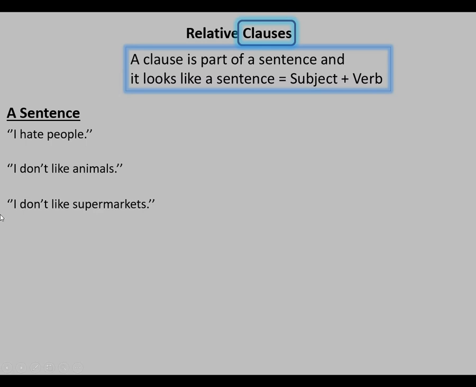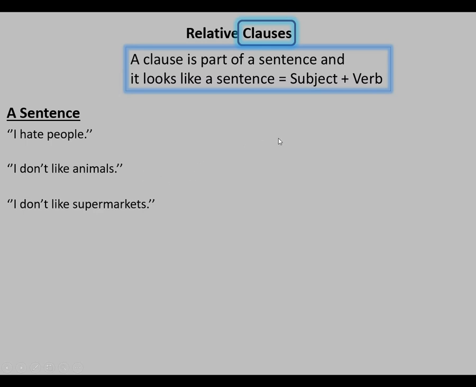When you think about this person, what kind of person do you think this is? He hates people, or she hates people. It probably means that he or she doesn't have many friends. He or she doesn't like animals, so he or she doesn't like supermarkets. Very negative sounding person.